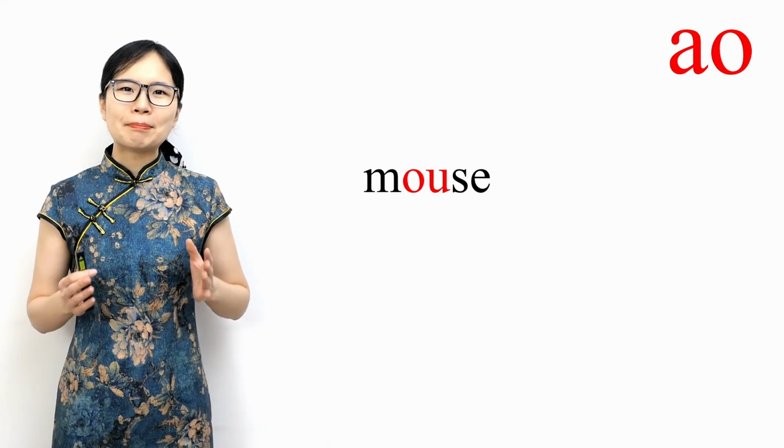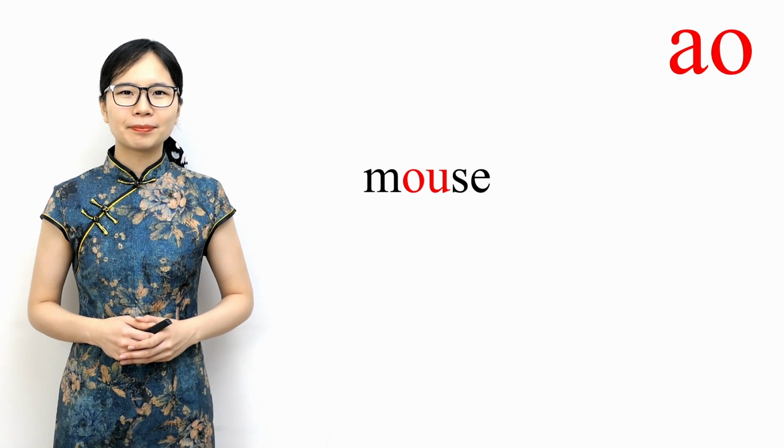Next is the compound final ao. To say ao, start off pronouncing the simple final a. Remember to open your mouth wide, then round your lips. Ao. Ao sounds like the OU in mouth. Please repeat after me. Ao.